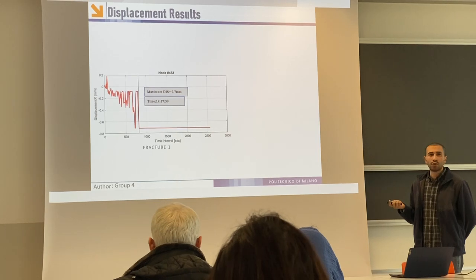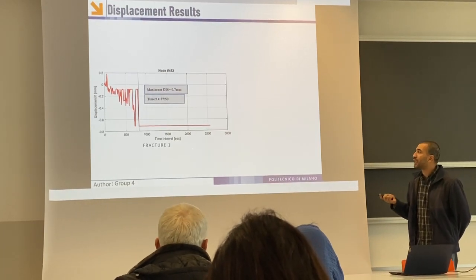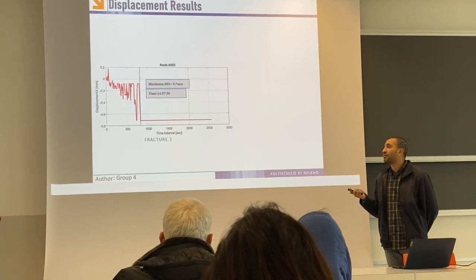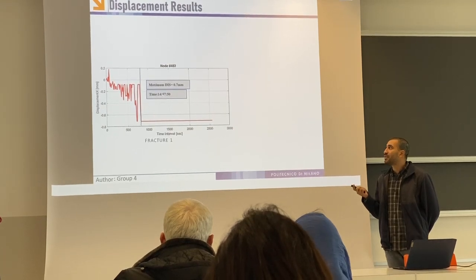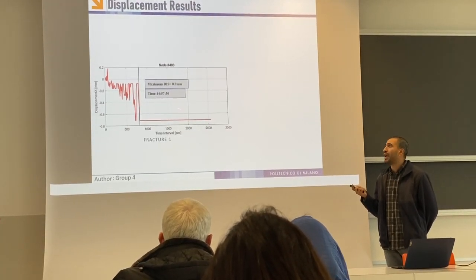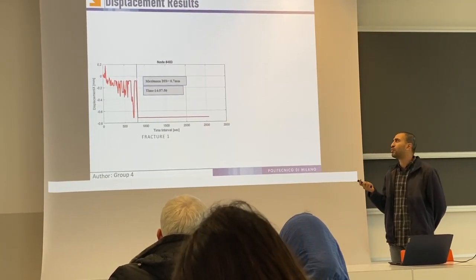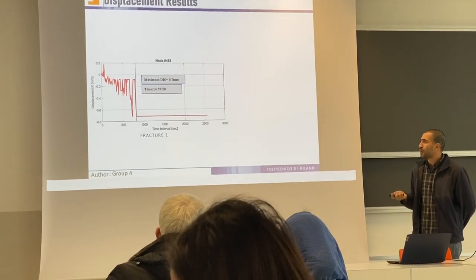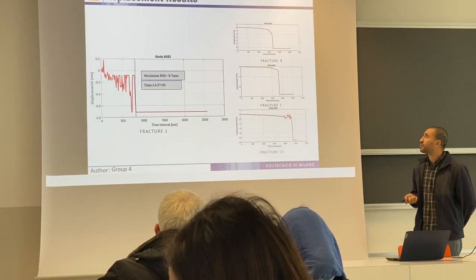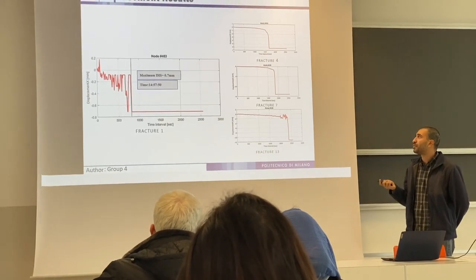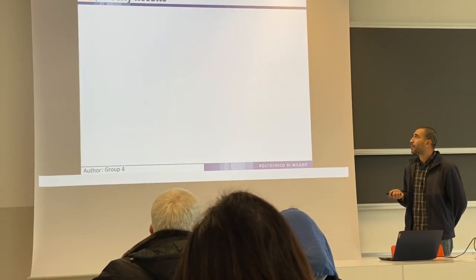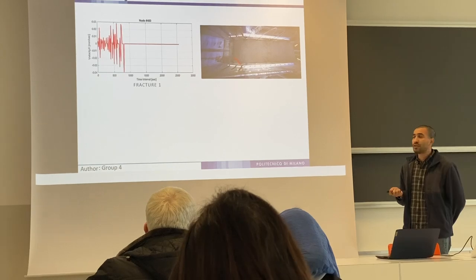Talking in detail about fracture 1, which happened at the toe of the landslide, we can see from the graph the maximum displacement that happened. Here it's 0.7 millimeter, and the fracture happened at 2 p.m., 75 minutes. We have done the same analysis for the different fractures, all 14, to get the same kind of data. Also, we got the velocity result.